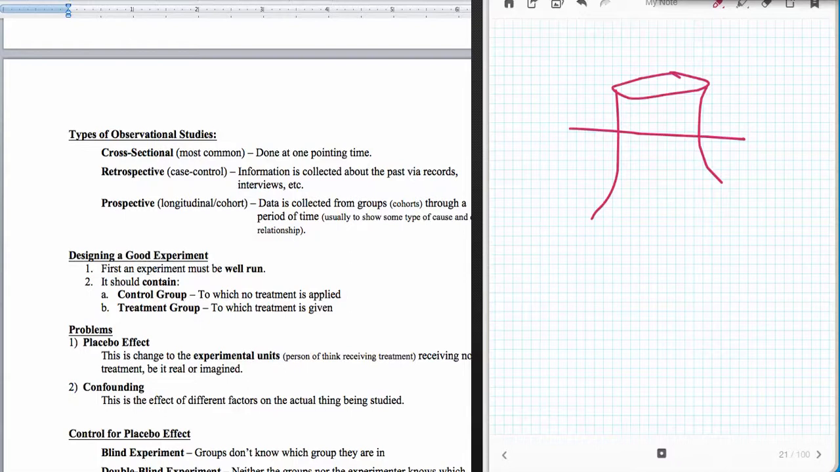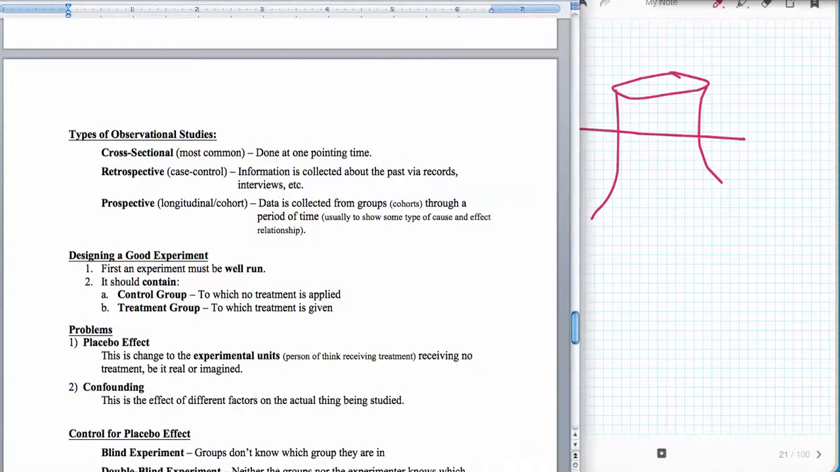Now, designing a good experiment, first of all, it needs to be well run. And when we design an experiment, we want it to contain both a control group and a treatment group if possible, because we want to know what would happen if there was no treatment applied to someone. And so we have a group of people that all fall under the same characteristics, and we're going to observe them with and without treatment, essentially. And that's what the idea of a control group is.